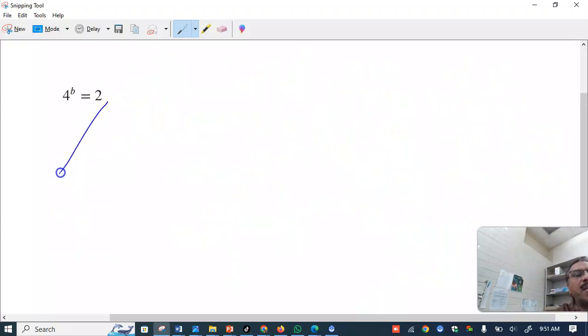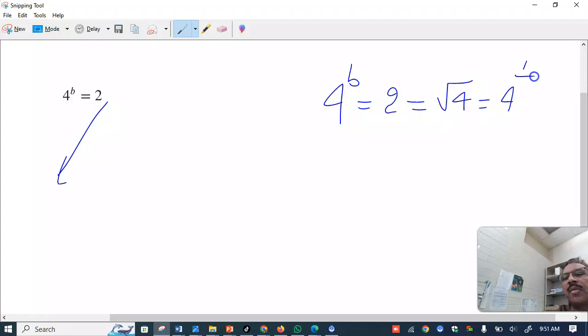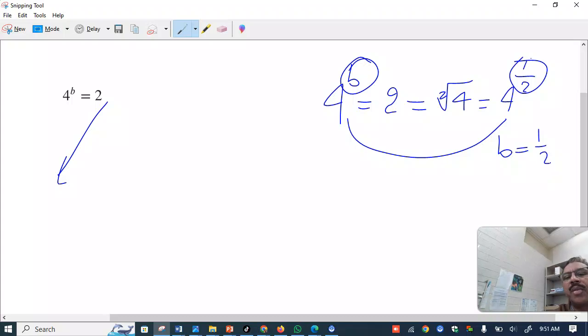The second one is, what is this, right? So 4 raised to b is 2, and we know 2 is the square root of 4. The square root of 4 is written in rational exponent form as 4 raised to a half. Now if you compare, this 2 is the exponent here, so b becomes equal to half. So this is one approach to do this.